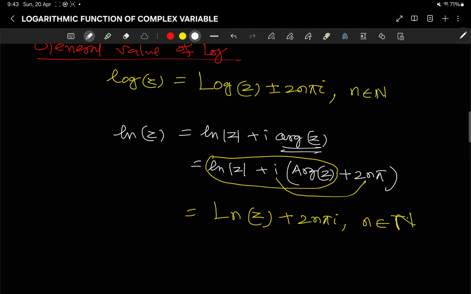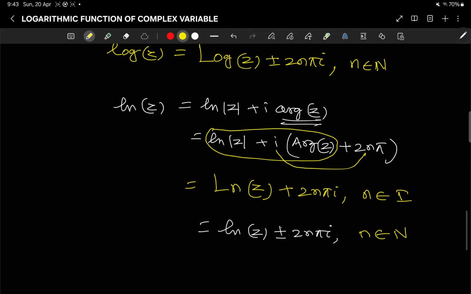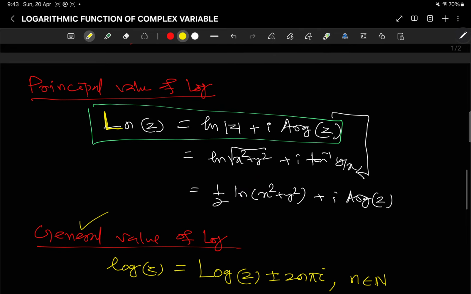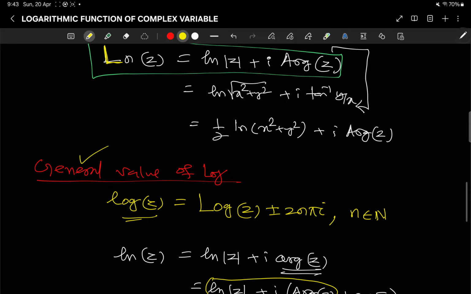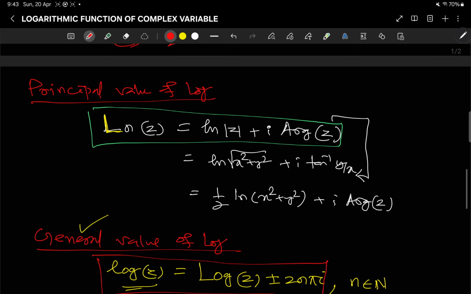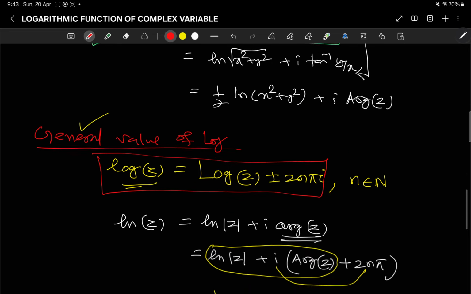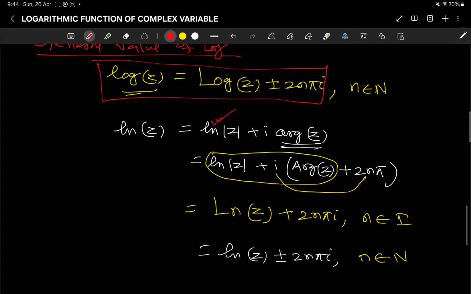Now I may also write it as ln z plus and minus 2n pi i. In that case n is an integer if I write only plus, and if I write plus and minus, then n is a natural number. So in order to find the general value of the logarithm, first we have to find the principal value, then we have to find the general value. You see, in both cases this l is small, whether general or principal. So let us solve some examples.